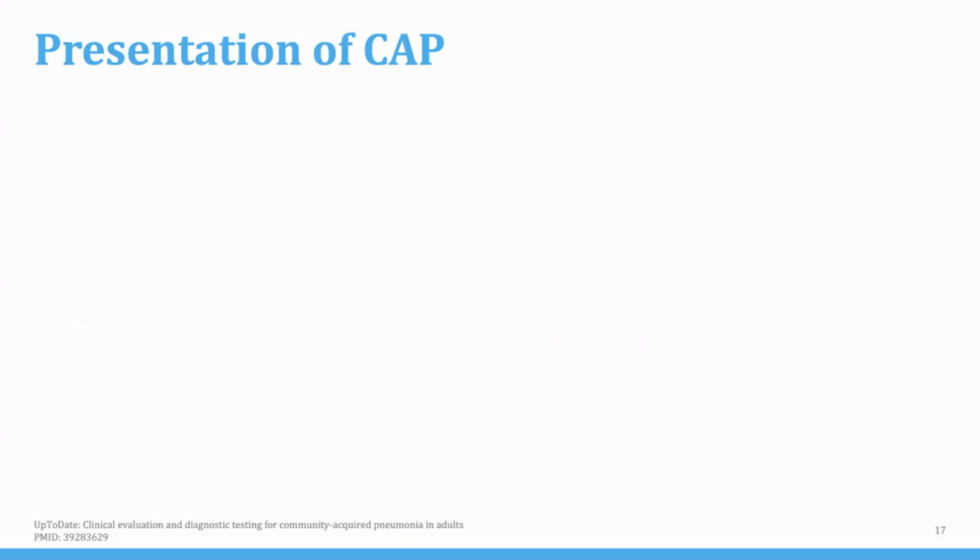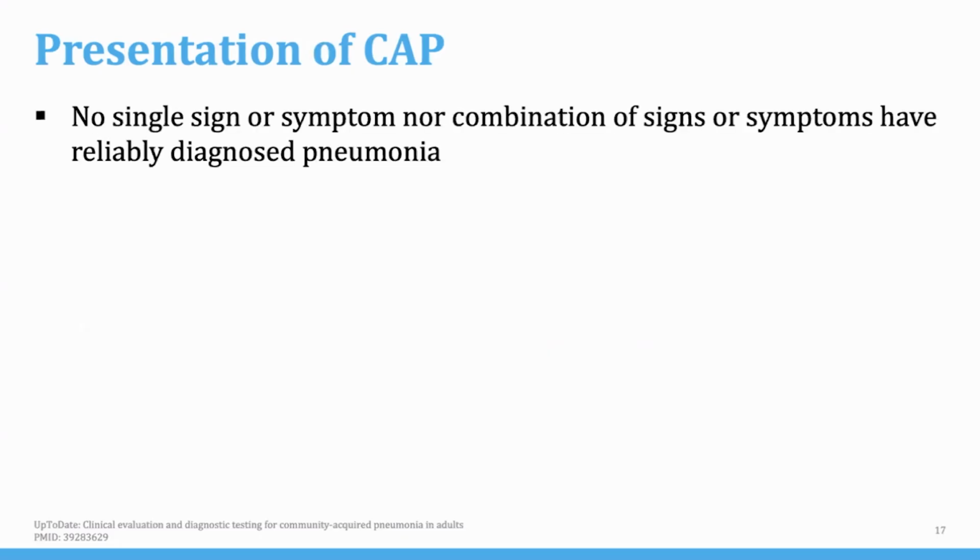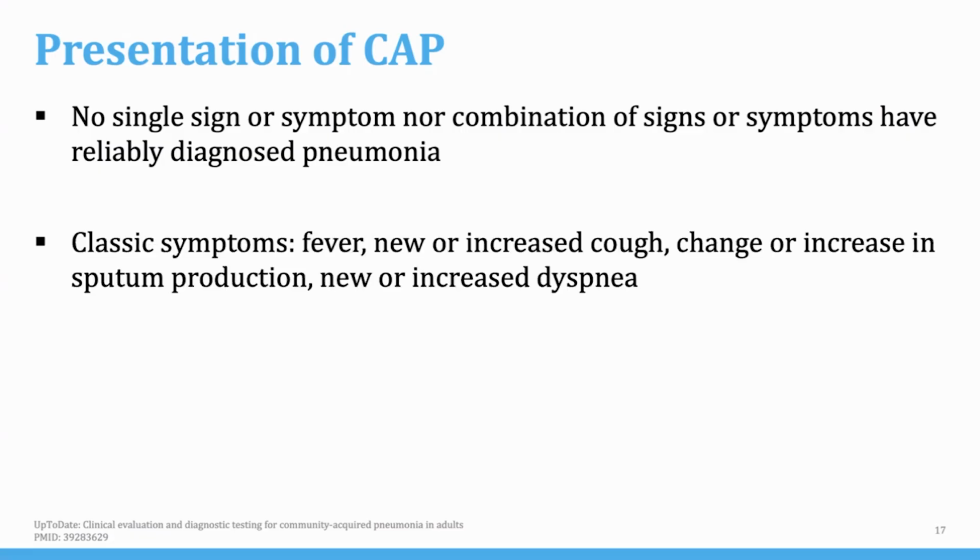Now, digging deeper into the presentation of CAP. Just as with the microbiology, there's a level of ambiguity. There's no single sign or symptom, nor combination of signs or symptoms that reliably diagnose pneumonia. The classic symptoms are fever, new or increased cough, change or increase in sputum production, and new or increased dyspnea.